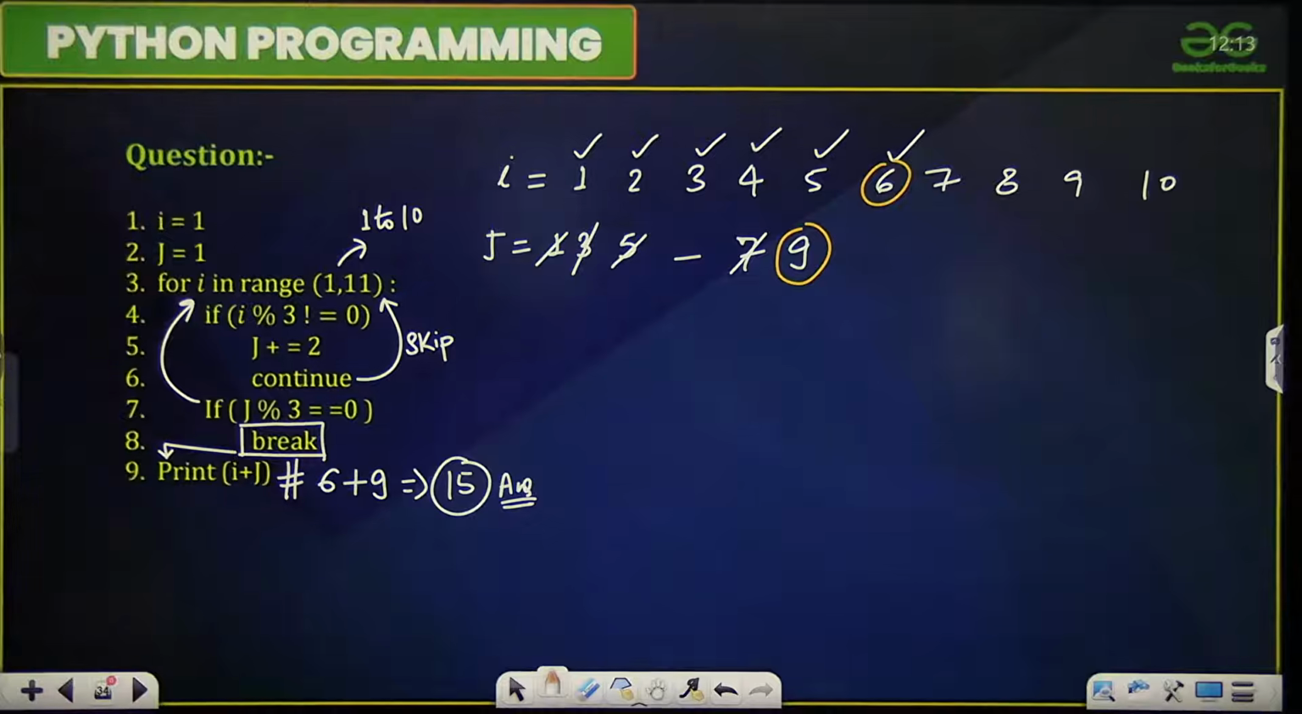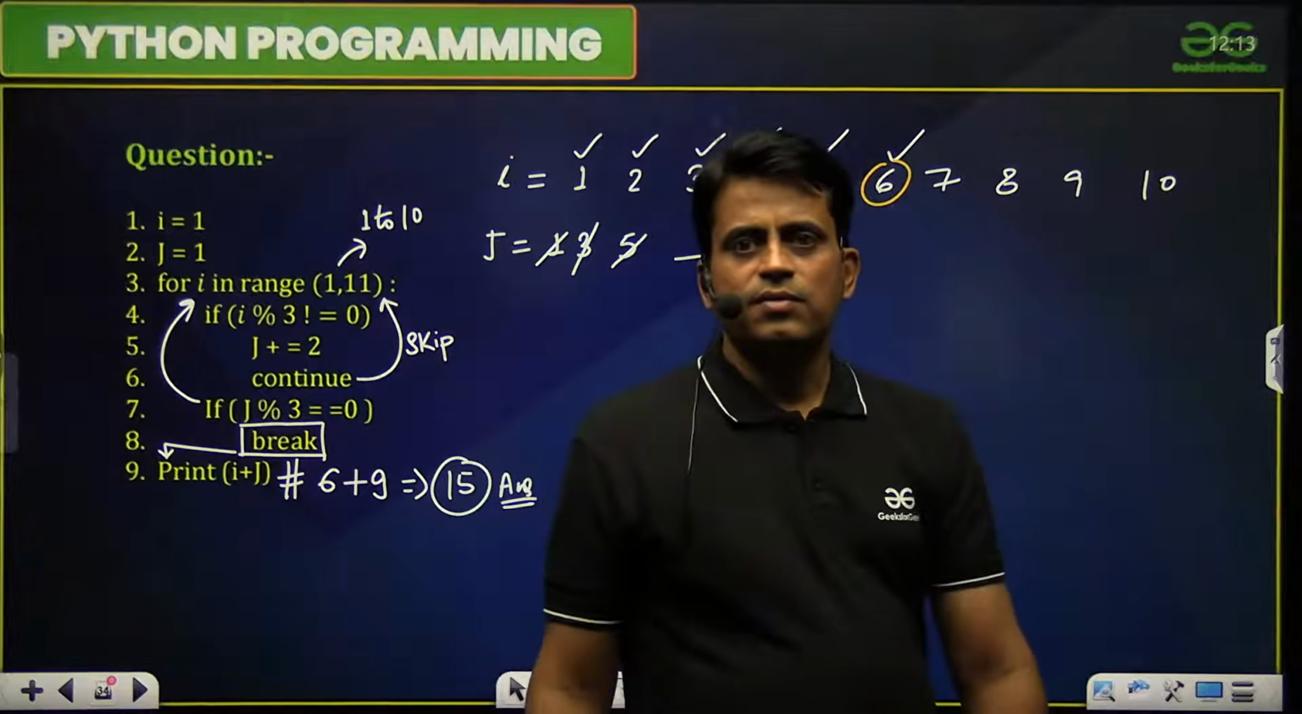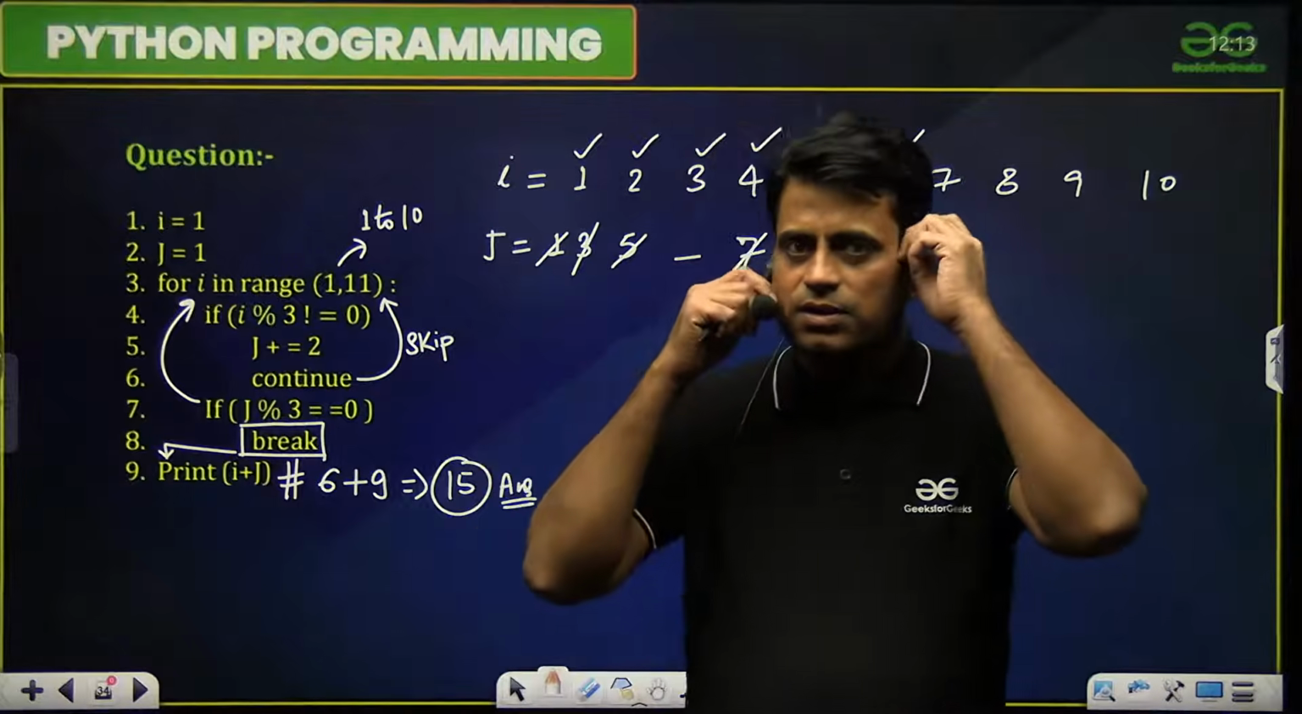All right. Uddhav, 14 is coming? 15, not 14. 6 plus 9 is 15, not 14. Yes.